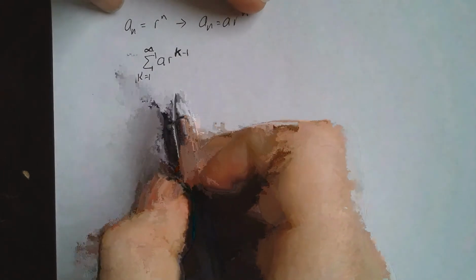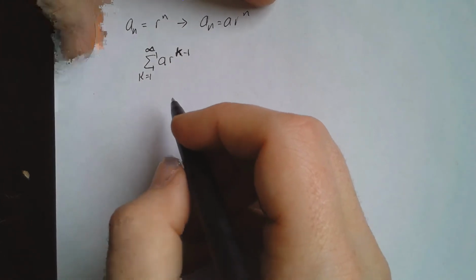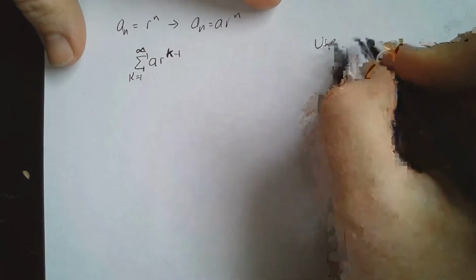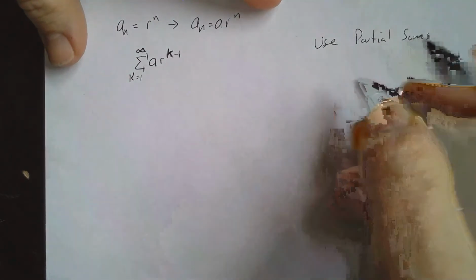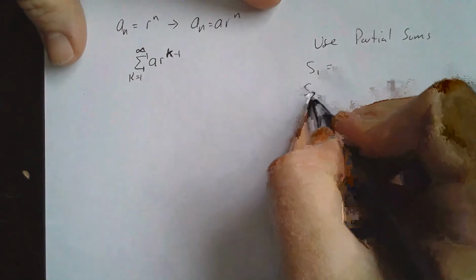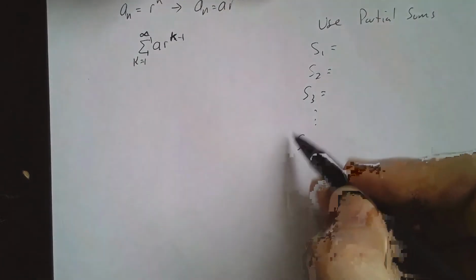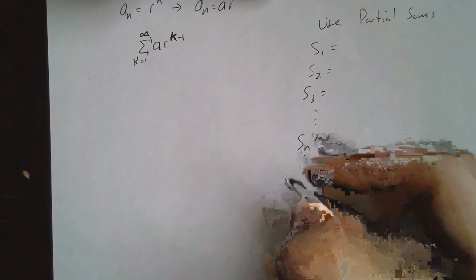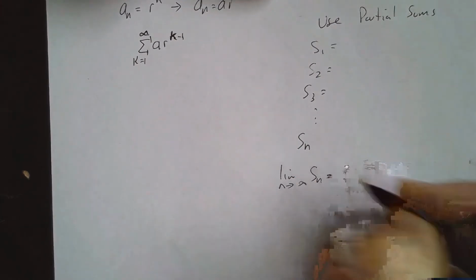So the question is when does this type of series converge or diverge? Well, we only currently have one rule in determining whether or not a series will converge or diverge, and that's the use of partial sums. In which case, I need to come up with s sub 1, s sub 2, s sub 3, until I can get down to s sub n, such that I can take the limit as n goes to infinity of s sub n and get that it equals something.